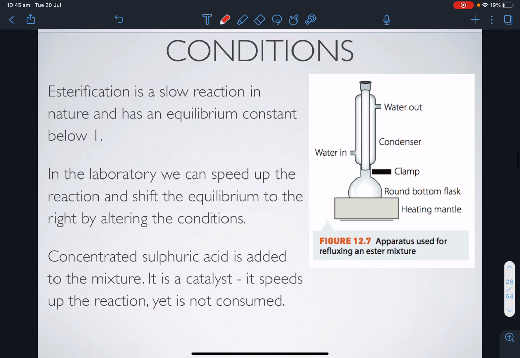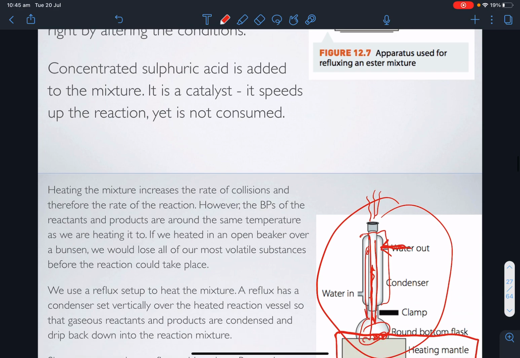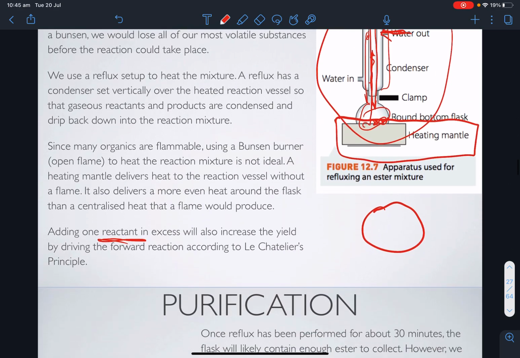Going back, because I skipped it, concentrated sulfuric acid is the catalyst that speeds up the reaction, yet is not consumed. Okay, that's the definition of a catalyst, not consumed. It helps facilitate the reaction, but it's left over at the end. Concentrated sulfuric acid.